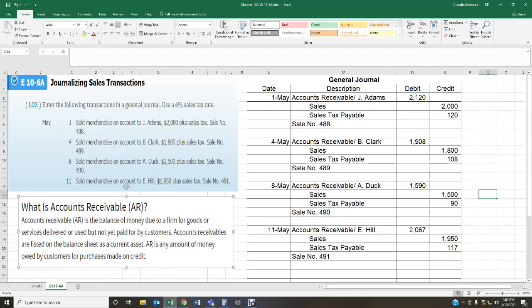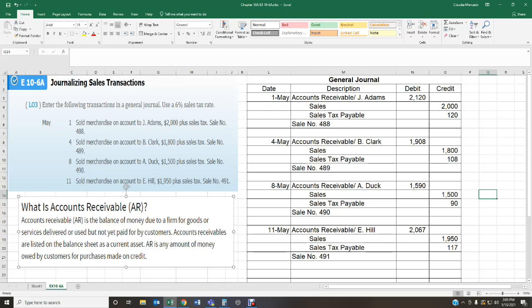You have to debit your accounts receivable. You have to credit your sales and then credit your sales tax payable for the amount of the tax. The sales is the amount of the actual merchandise that is being purchased from us. The sales tax payable represents the tax, and the tax rate is provided in the problem as to how much we're going to pay on it.